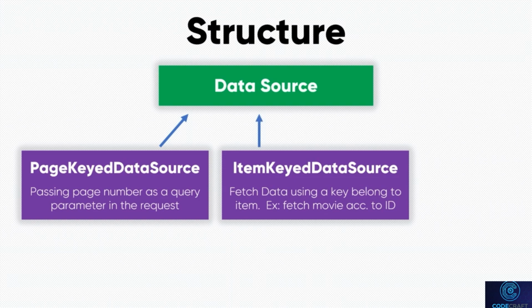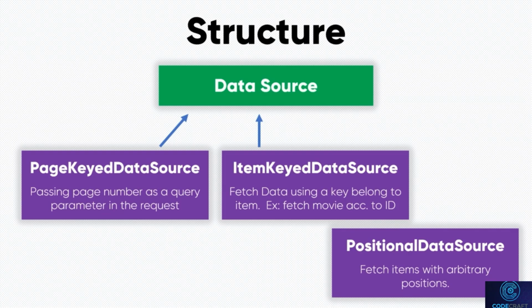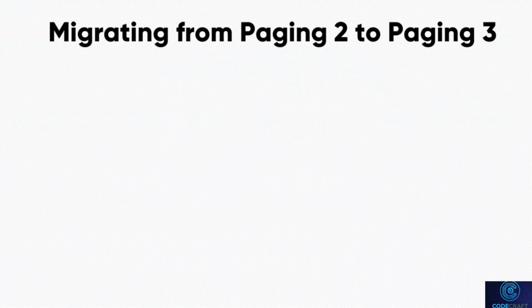Item keyed data source: fetch the data using a key belonging to an item. Example, fetch movie according to ID. So if you are going to fetch the movies according to its ID, then you are going to use the item keyed data source. The positional data source, which is the third type of data source, fetches items with arbitrary position. Now, as I told you, we are going to work with page keyed data source, because we are going to depend on pages in order to display the data.